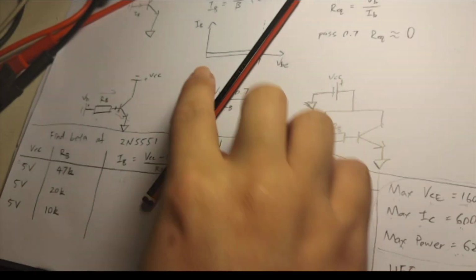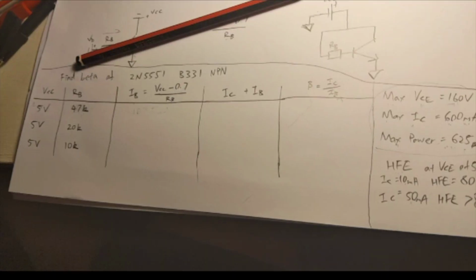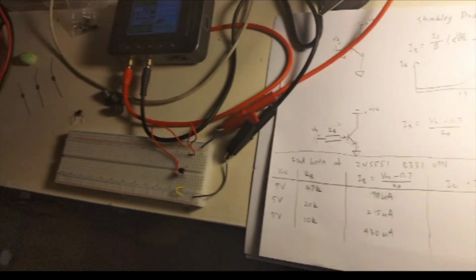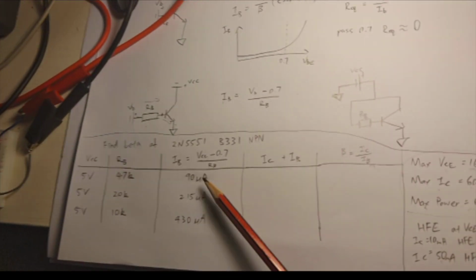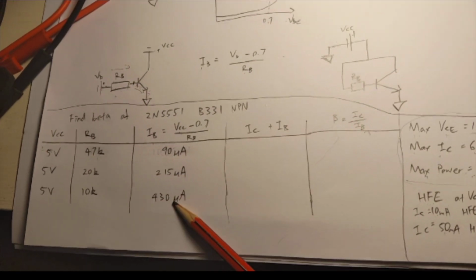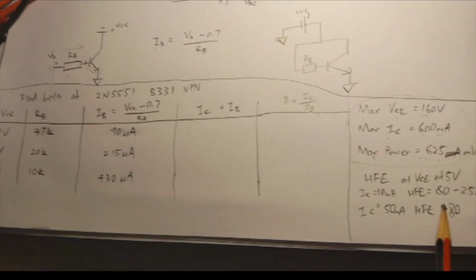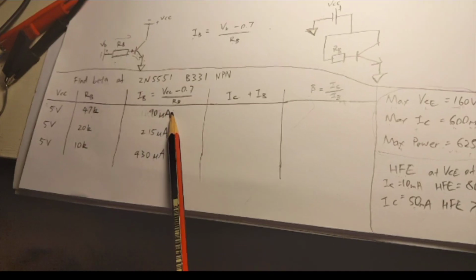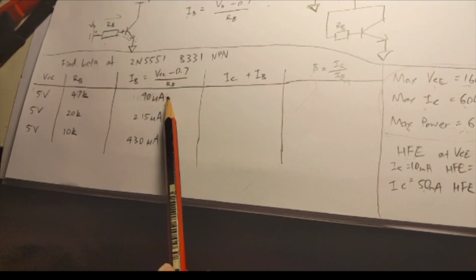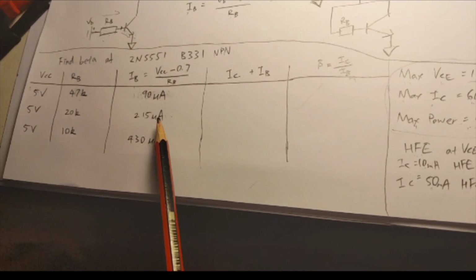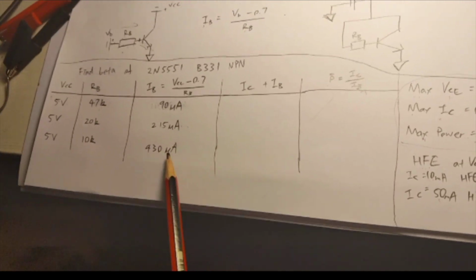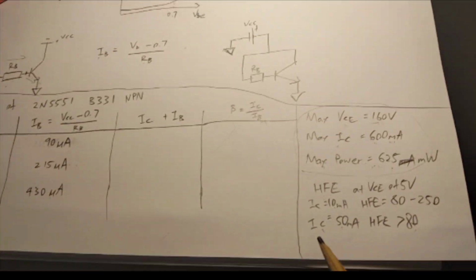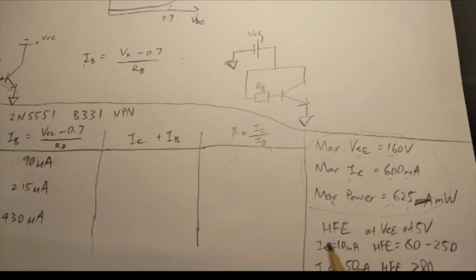Okay, so let's do this calculation first. The calculated values are 90 microamps, 215 microamps, and 430 microamps, which, given a multiplication of 100, should reach about 9 milliamps, 21 milliamps, and 43 milliamps, which should be in the range of this IC. And when multiplied by the voltage 5, it does not exceed the max power as well.